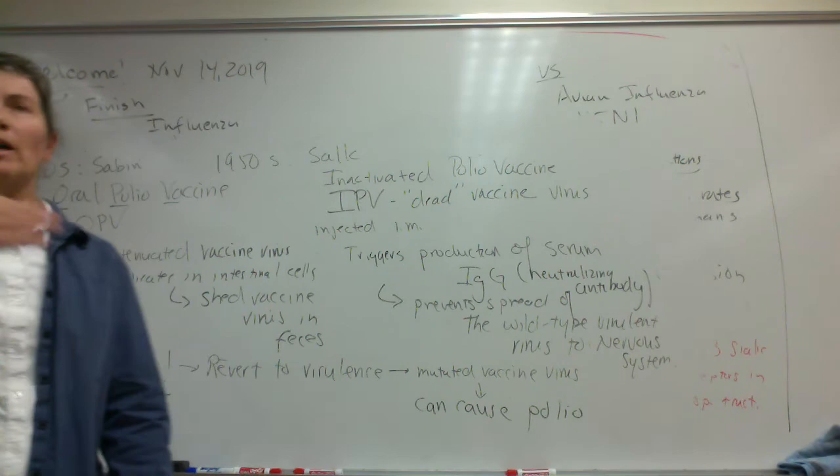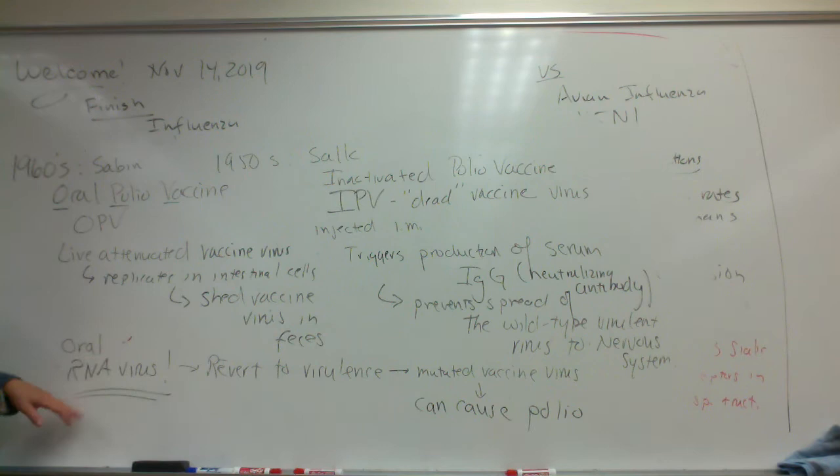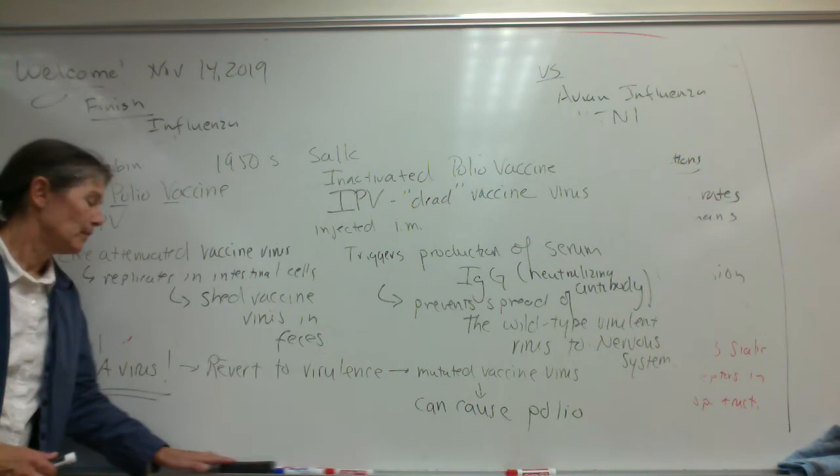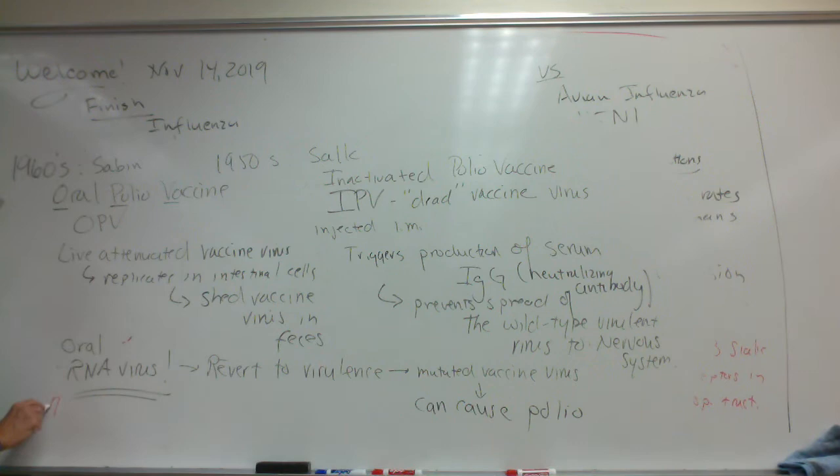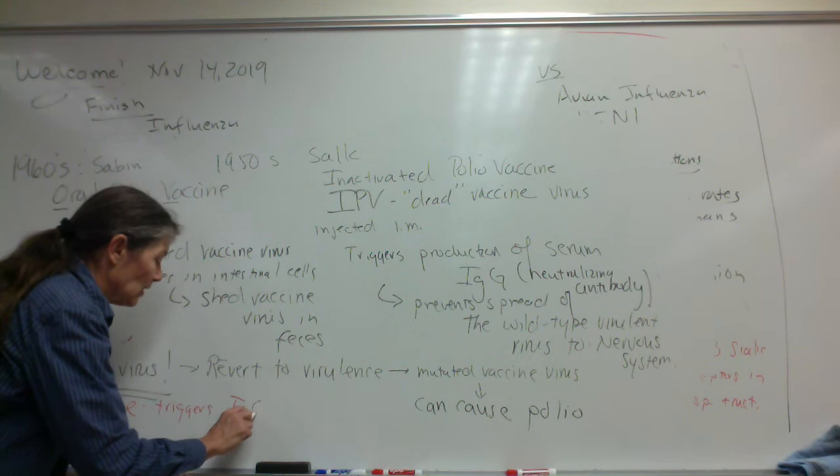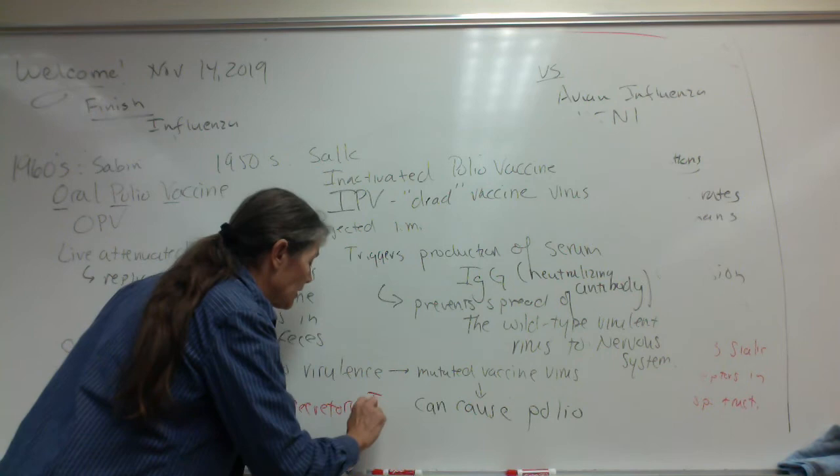inactivated vaccine. Now, one advantage, you guys, I should have talked about the advantage here, and this will make more sense after we do immunology. An advantage is that this vaccine triggers production of not only IgG, that prevents spread to the central nervous system, it also triggers what's called secretory IgA. And secretory IgA, you guys will find later, plays a really important role in mucosal immunity.